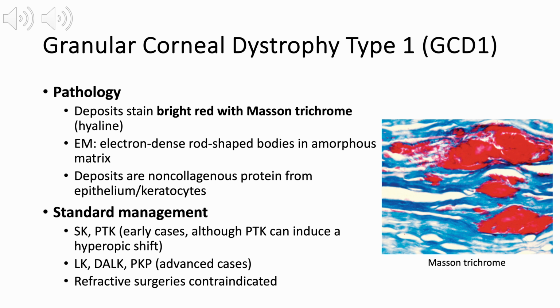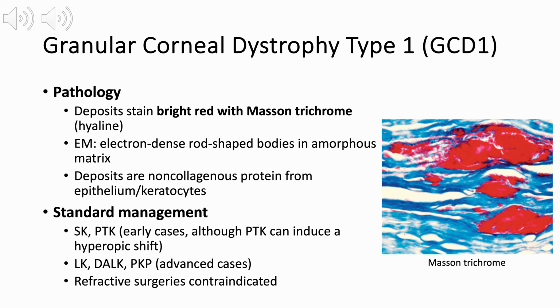Histologically, the deposits stain bright red with Masson trichrome, reflecting their hyaline nature. On electron microscopy, they appear as electron-dense rod-shaped bodies in an amorphous matrix. These deposits are non-collagenous proteins originating from epithelial cells or keratocytes.